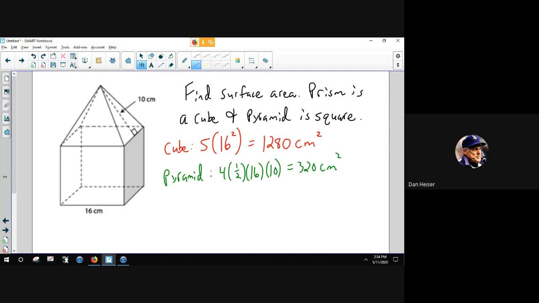Put that all together and we end up with 1,600 square centimeters. In this example, nothing was cut, so we did not have to come up with any sort of new formula on our own. We just had to pay close attention to what was on the outside.